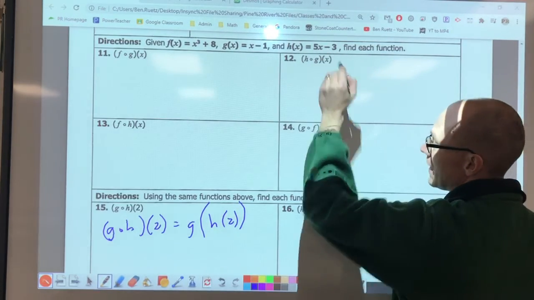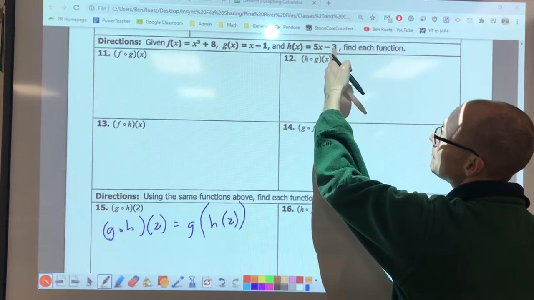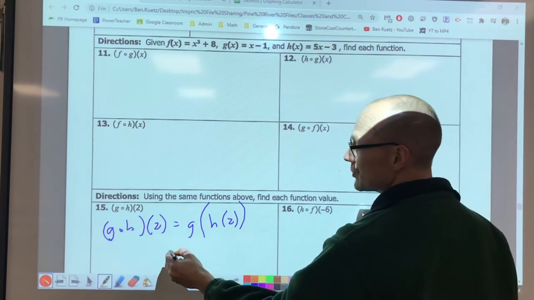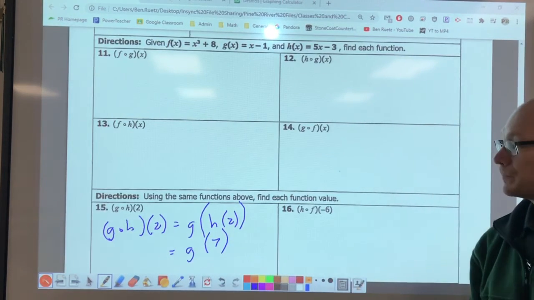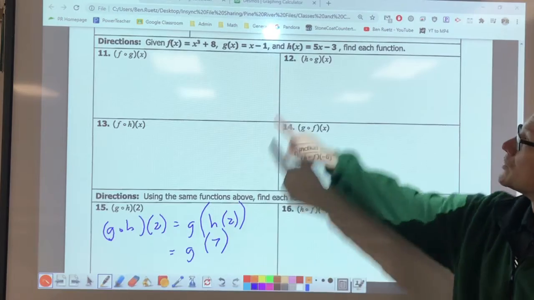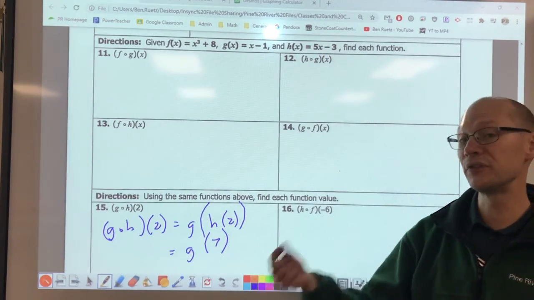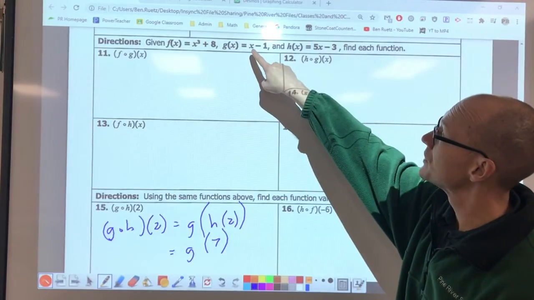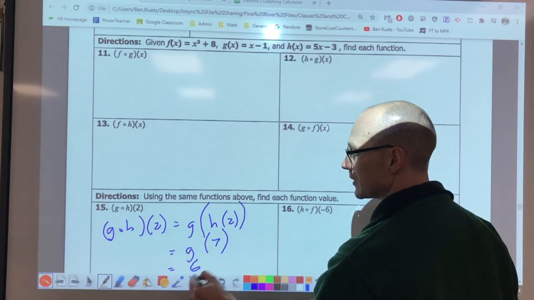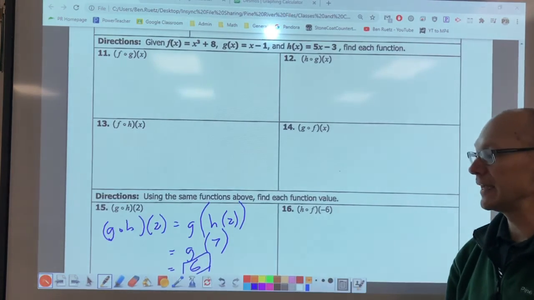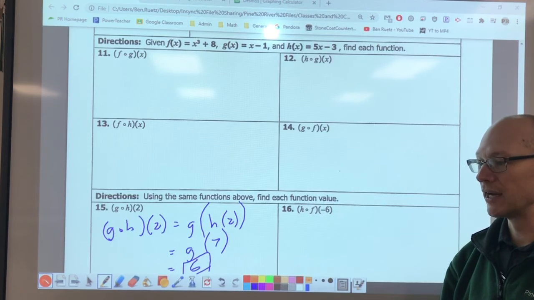What is 5 times 2? That's 10. 10 minus 3, that's 7. So this is the same as g of 7. 2 goes into that function and 7 comes out. Okay, so now let's take the 7 and put that into the g function. What's 7 minus 1? That's 6. And g of h of 2 ends up being 6. And that is all there is to that.